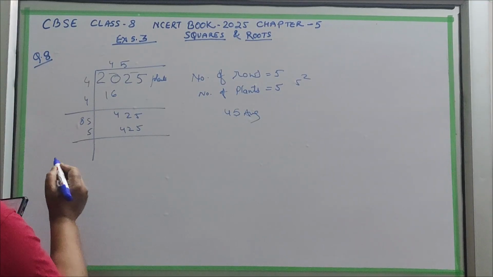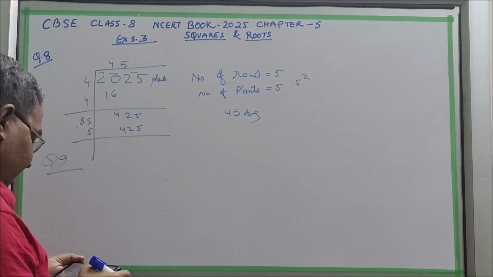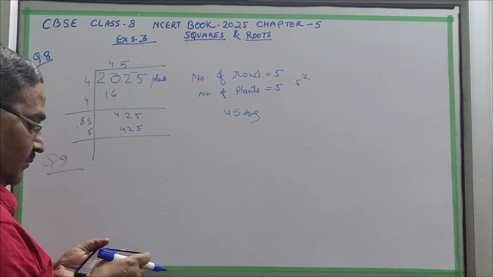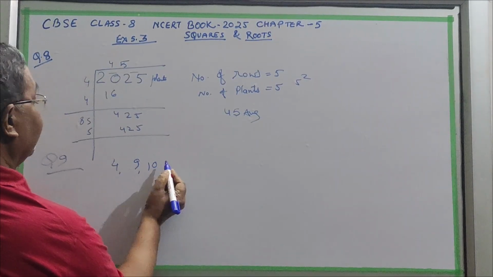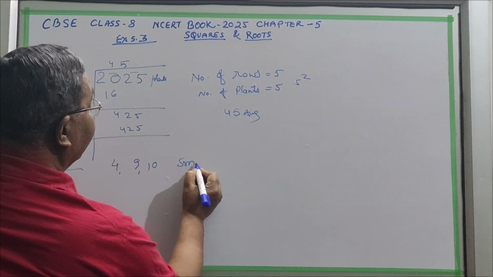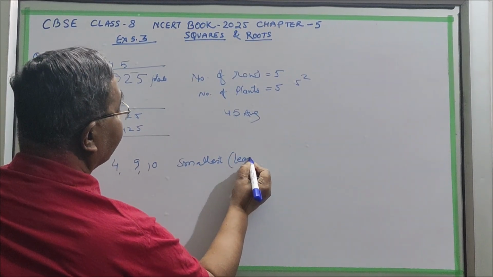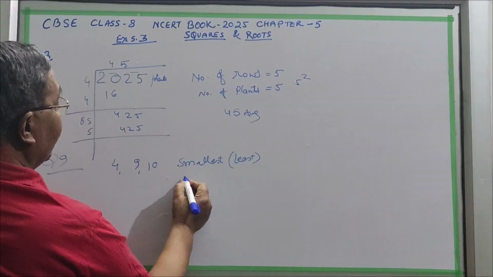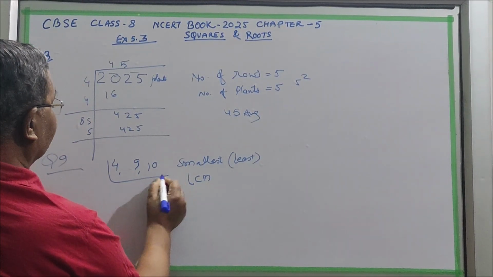Now question number 9. Find the smallest square number that is divisible by each of the following numbers: 4, 9 and 10. Smallest means you have to find the least number. So to find the least number, you have to find the least common multiple, means LCM.